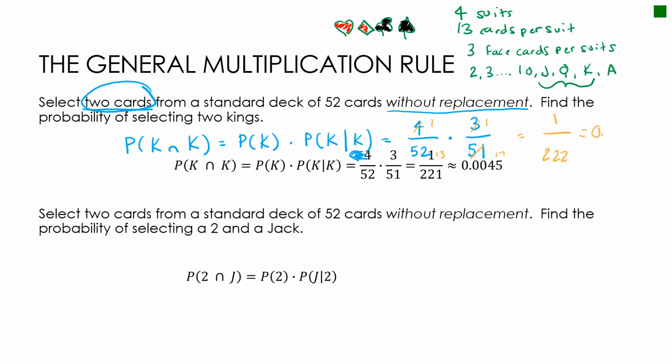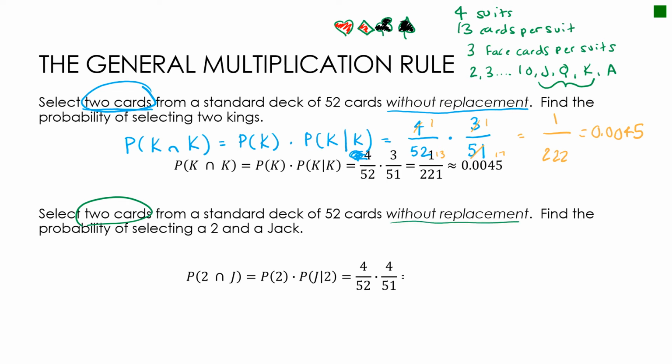And that gives me 0.0045. So let's look at our next example. We're still drawing 2 cards, which means we're still going to be doing some multiplication. Standard deck of 52 cards without replacement, just as before.